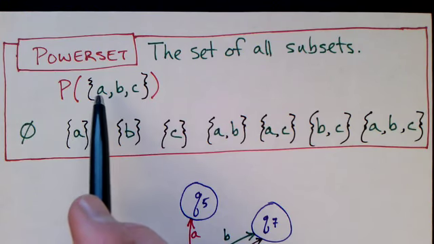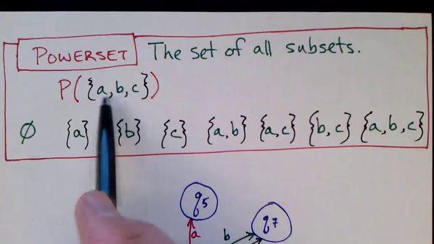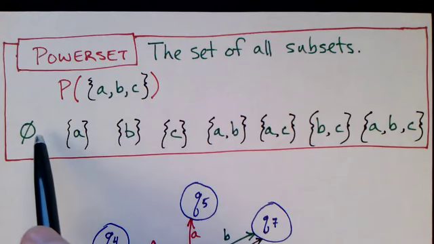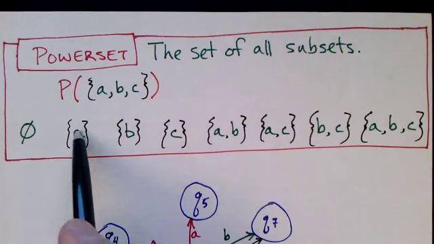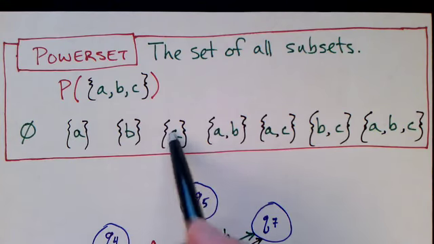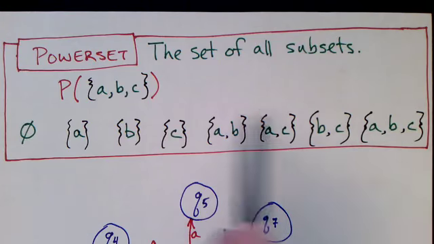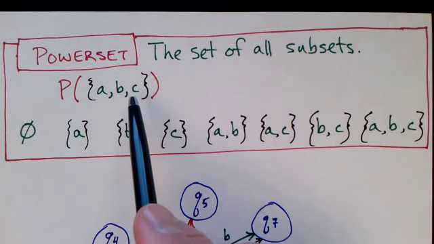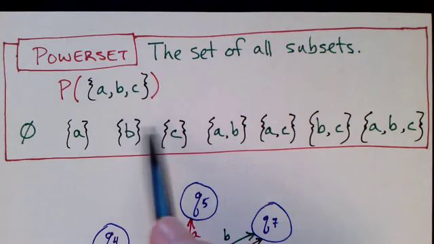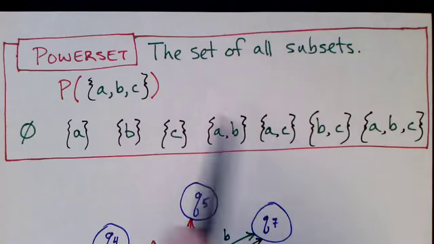So if our example set is ABC, what are the subsets? Well, empty set, A, B, C, AB, AC, BC, and ABC. In general, if you have n elements in a set, then how many subsets are there? For example, if we have 8 elements in a set, then how many subsets are there?